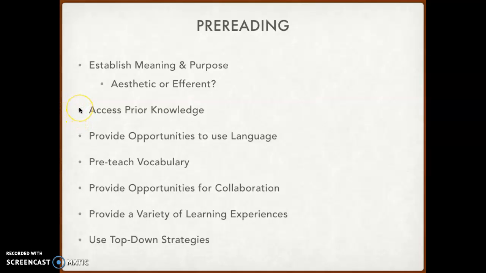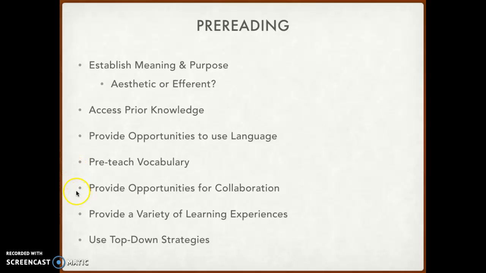Another thing we need to do is access prior knowledge: what students know about the content, what they know about the task they're going to be performing, the genre of the text they will be reading, so that we can relate their knowledge and their skills. Then we need to provide opportunities to use language to discuss the text and discuss the ideas before we jump into the reading. Pre-teach vocabulary for access and for knowledge of big idea words.